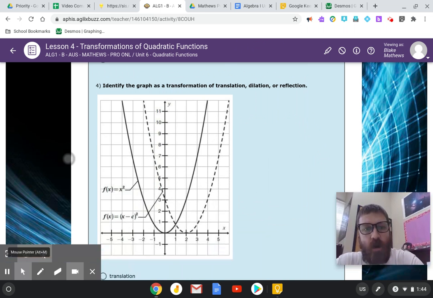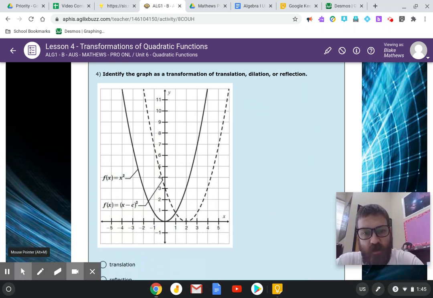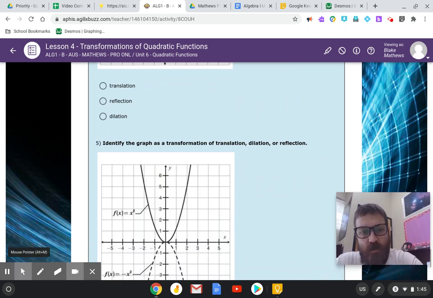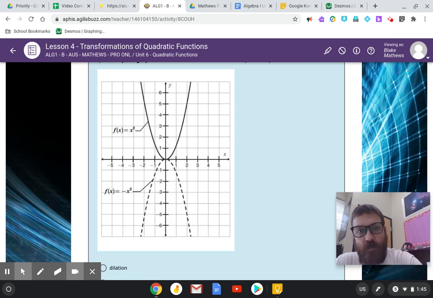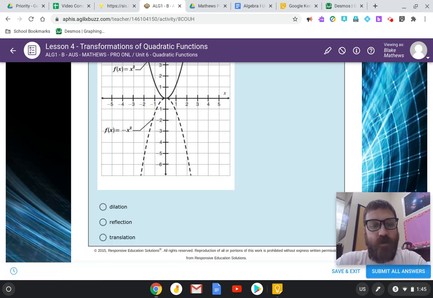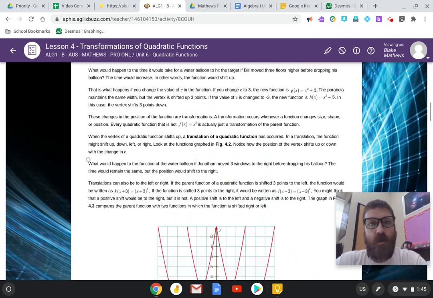Same thing here. What has changed? I would focus in on this information that you see right here, but even just looking at the graph, you can tell what's happened. And then lastly, what's happened here between this graph and this graph going up and this graph obviously going down. Is that a dilation, reflection, or translation? And that's pretty much it. So you've actually gotten more information than you need, but I think it will come in handy as we keep going through this unit. But that's it for lesson 4.